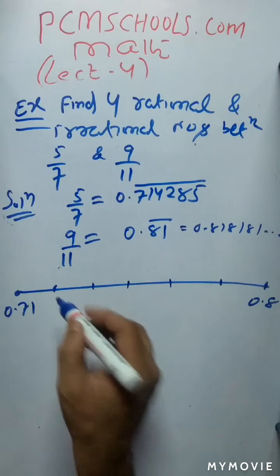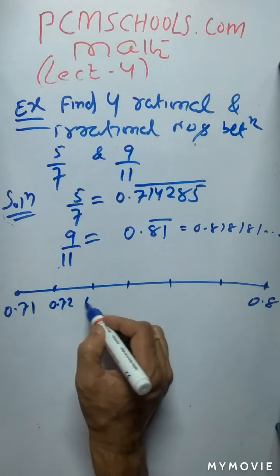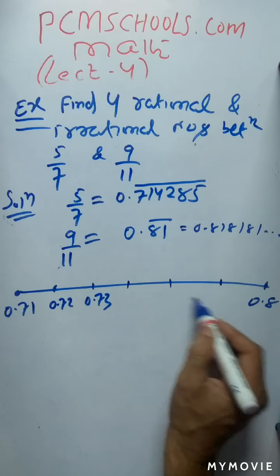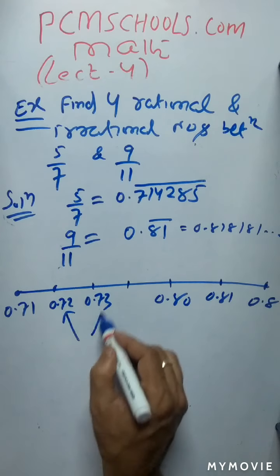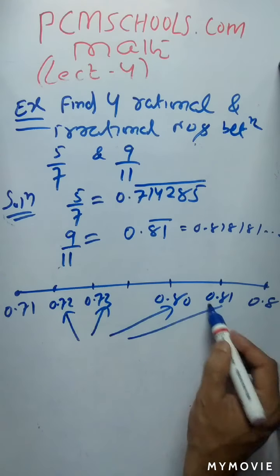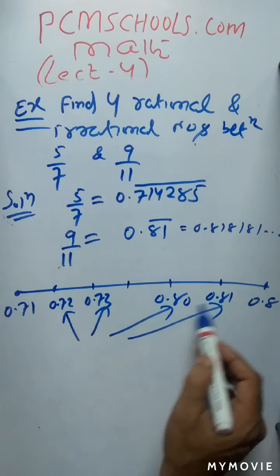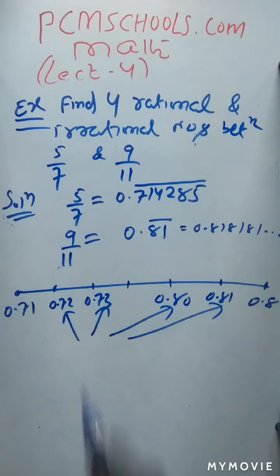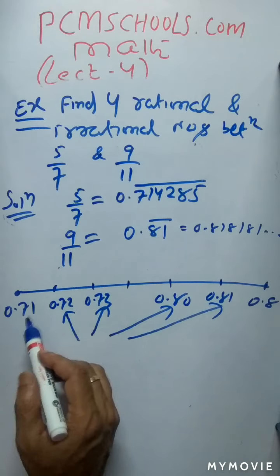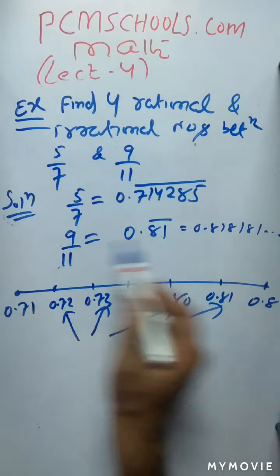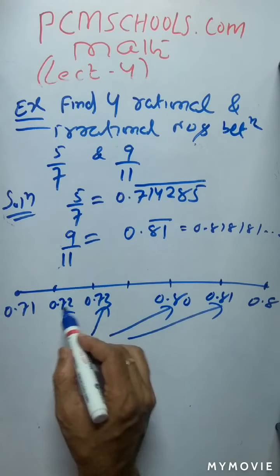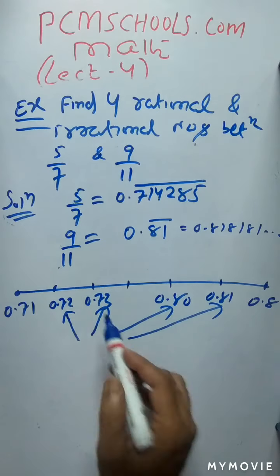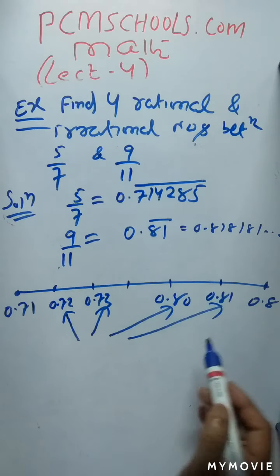Now in between these two numbers, there are so many rational and irrational numbers. So I can take this number as 0.72, this number as 0.73. In that way, let us say this is 0.81, and this is 0.80. Now you see, these 0.72, 0.73, 0.80, 0.81, these four numbers are rational numbers lying between 5 by 7 and 9 by 11.